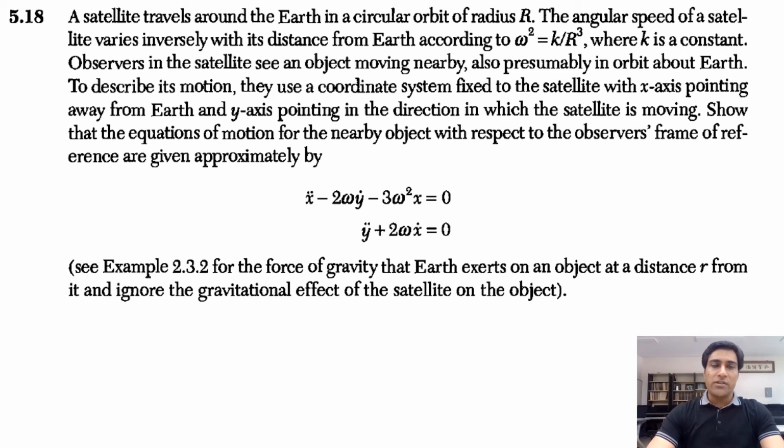Show that the equations of motion for the nearby object with respect to the observer's frame of reference are given approximately by x double dot minus 2 omega y dot minus 3 omega square x equals 0. The second equation is that y double dot plus 2 omega x dot equals 0.